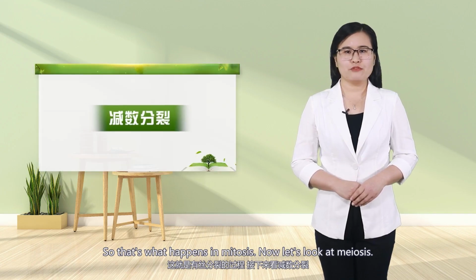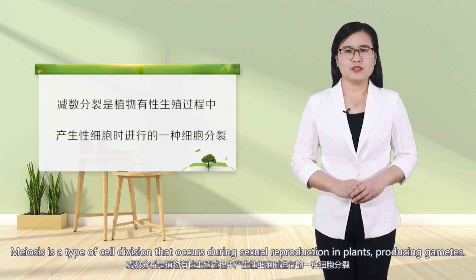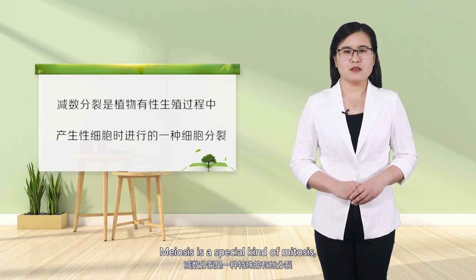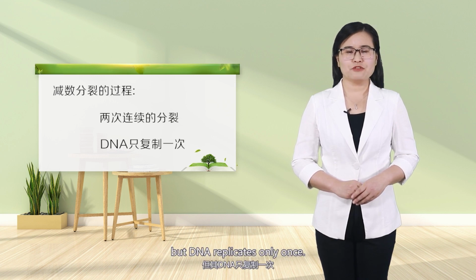Now, let's look at meiosis, and the similarities and differences between them. Meiosis is a type of cell division that occurs during sexual reproduction in plants, producing gametes. Meiosis is a special kind of mitosis. The whole process consists of two consecutive divisions, but DNA replicates only once.